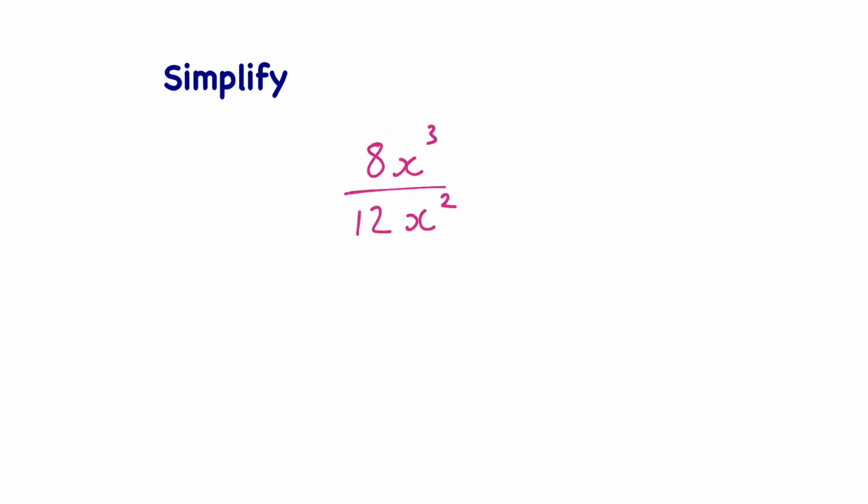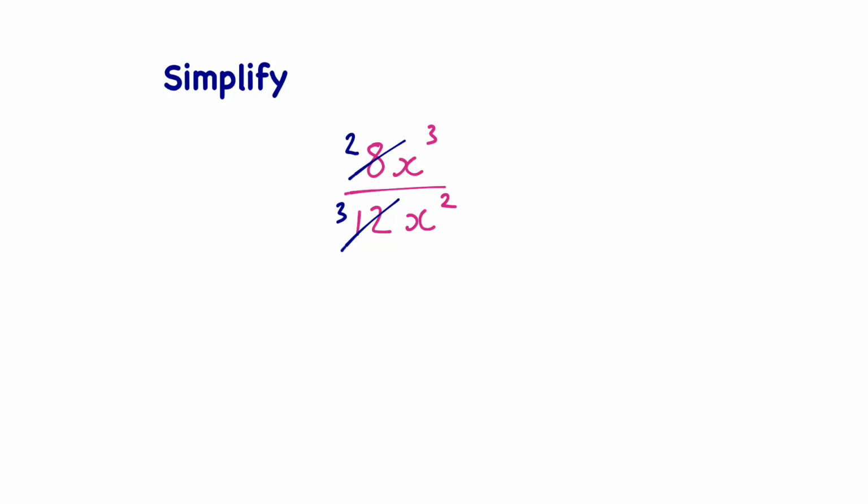We have 8x cubed divided by 12x squared. So we'll divide the numbers first. We'll divide 4 into the top and the bottom. That's the biggest number that we'll divide into both of them. So we get 8 divided by 4 is 2, 12 divided by 4 is 3.